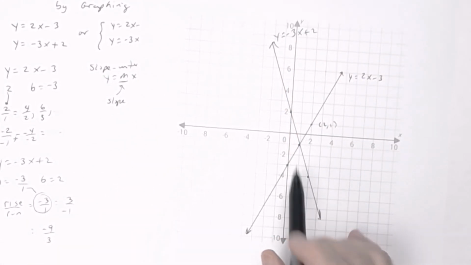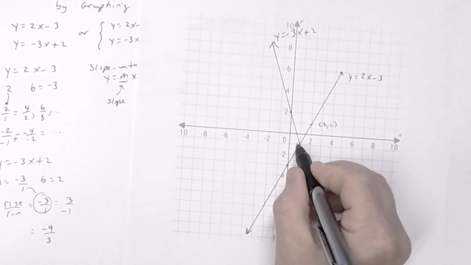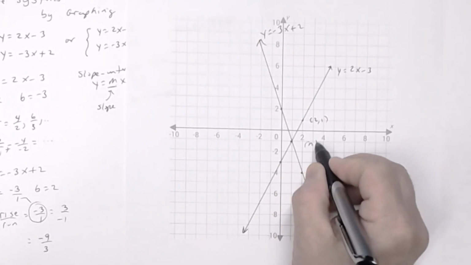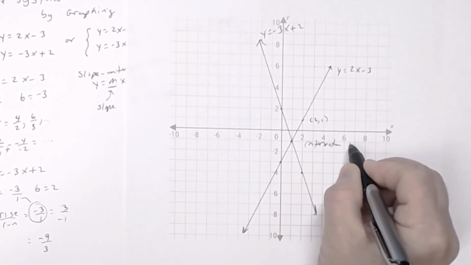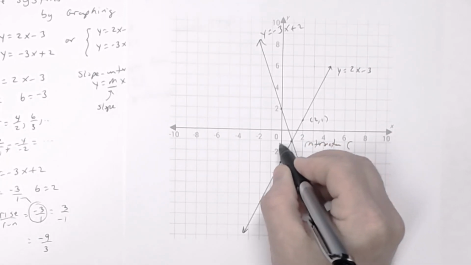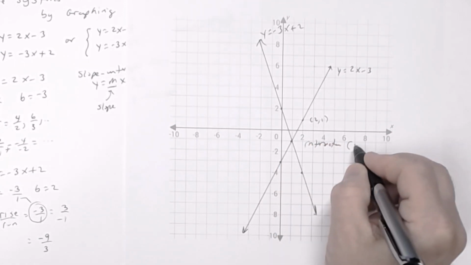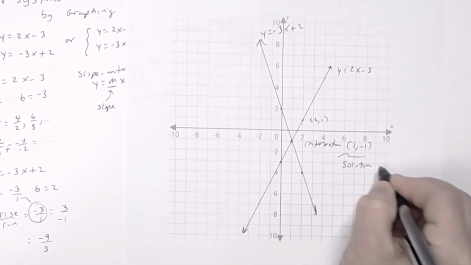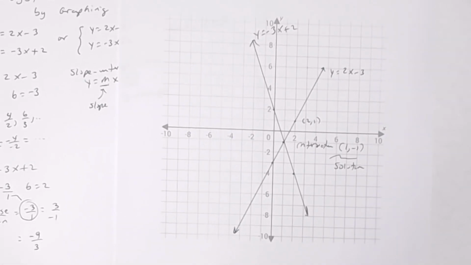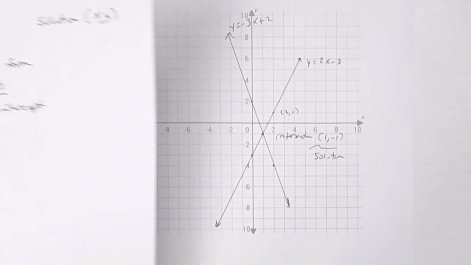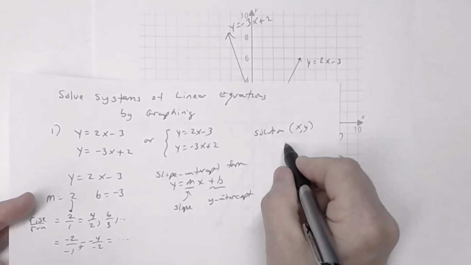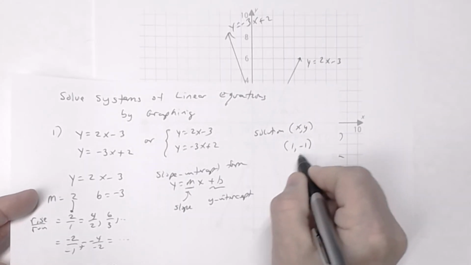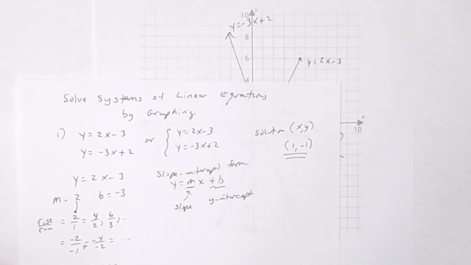And notice that those two lines intersect at this point right here. So the intersection, which is 1, negative 1, that's the point 1, negative 1. And that is your solution. So that's the solution. So the solution is a point of intersection. So the solution here is going to be 1, negative 1. That's your solution. Now, you can always check very easily by inspection.